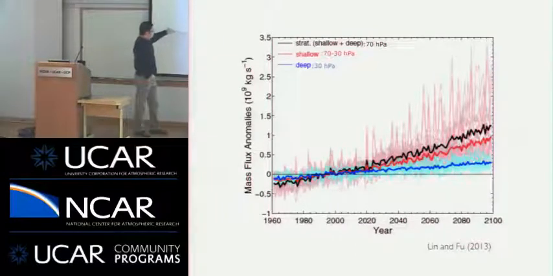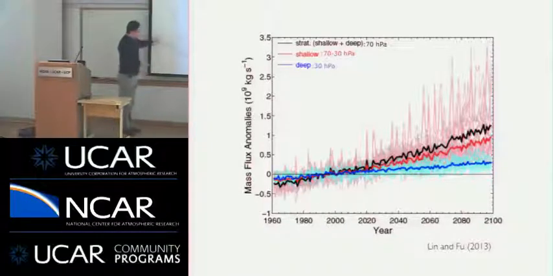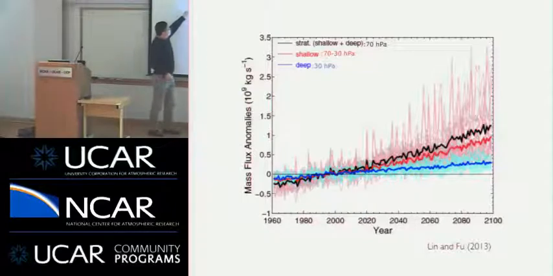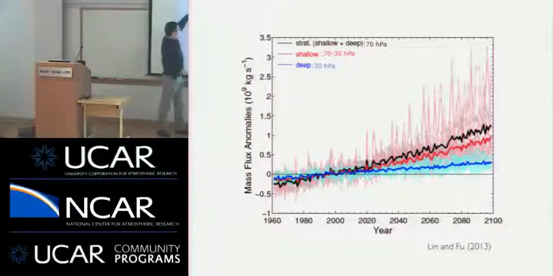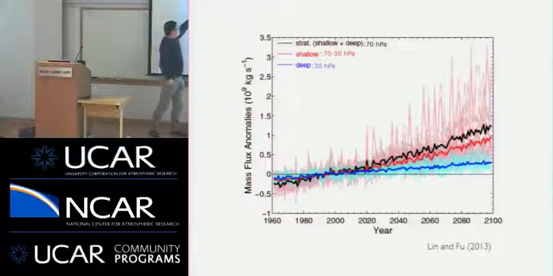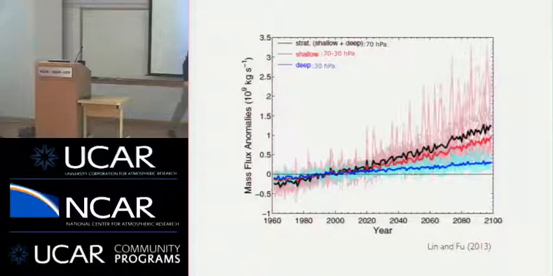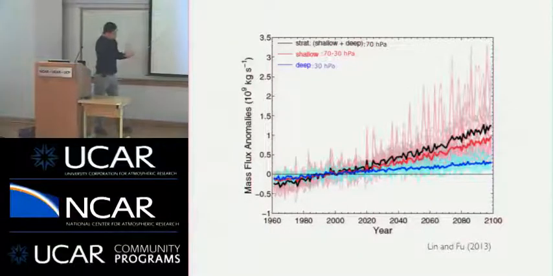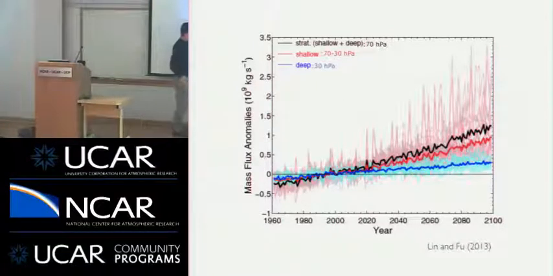We talk about the mass flux related to the Brewer-Dobson circulation upward region, so we separate it into shallow and deep cells. The shallow cell means the Brewer-Dobson circulation passes through 70 hectopascal but comes back below 30 hectopascal. The deep cell is the Brewer-Dobson circulation passing 70 and going all the way past 30 hectopascal, and the total is the two added together. So you can say the total change is really because of the shallow cell. The deep cell is very small, maybe only 25% of the total. So it's consistent with what people suggest. This strengthening is really related to the shallow cell.